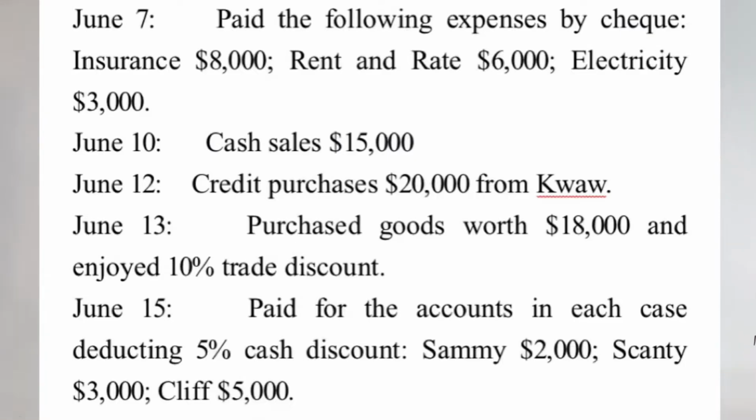June 10th, cash sales $15,000. June 12th, credit purchases $20,000 from Quao. June 13th, purchase goods worth $18,000 and enjoyed 10% trade discount. June 15th, pay the following accounts, in each case deducting 5% cash discount: Sammy $2,000, Scanty $3,000 and Cliff $5,000.